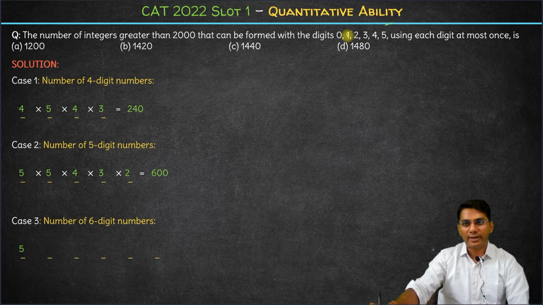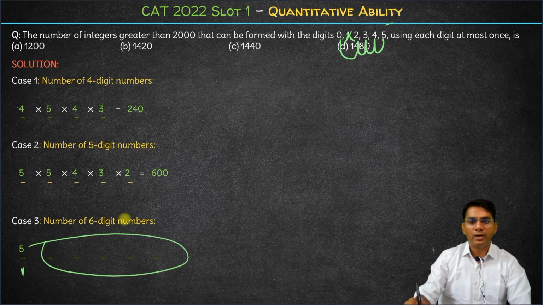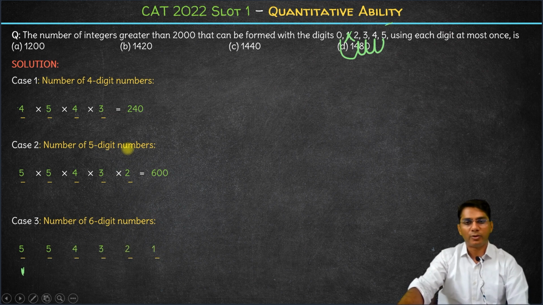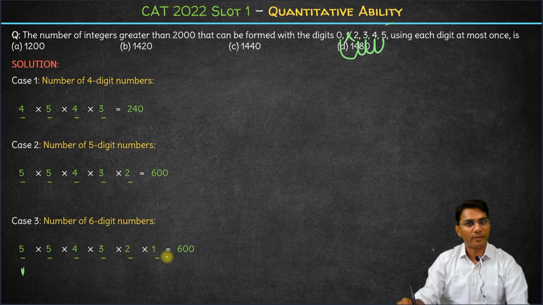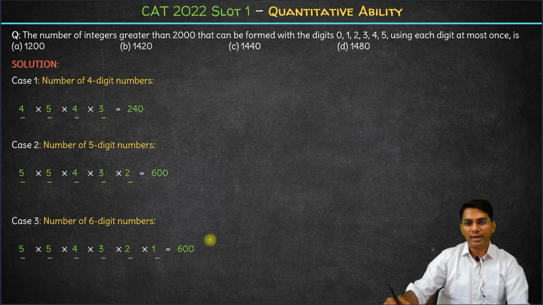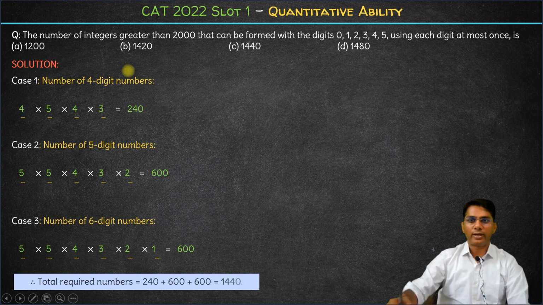And if let's say 1 is filled at this place, now 0 can come at any of these positions, no issue. So we have 0, 2, 3, 4, 5. We have 5 digits and we have 5 positions. So 5 digits can be filled in these 5 positions without repetition as 5 into 4 into 3 into 2 into 1. So the total number of ways is product of all these numbers, which again comes out to be 600. Okay. So the total number of such numbers which satisfy all the given conditions is 600 plus 600, 1200, 1200 plus 240 is 1440. So the correct answer here is option C, 1440.